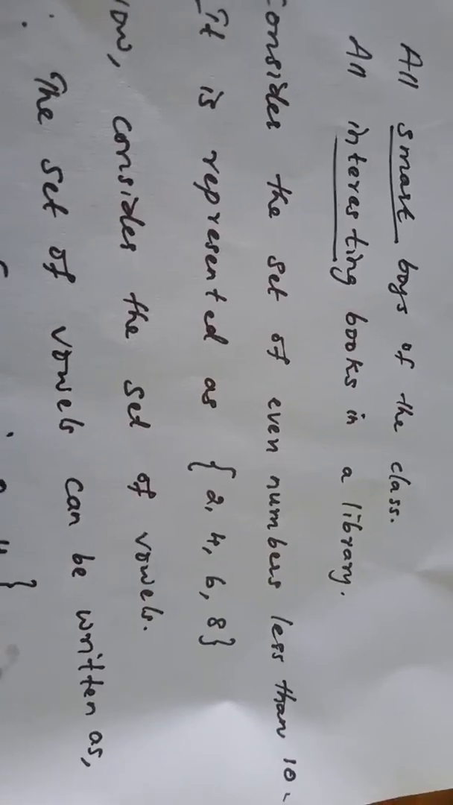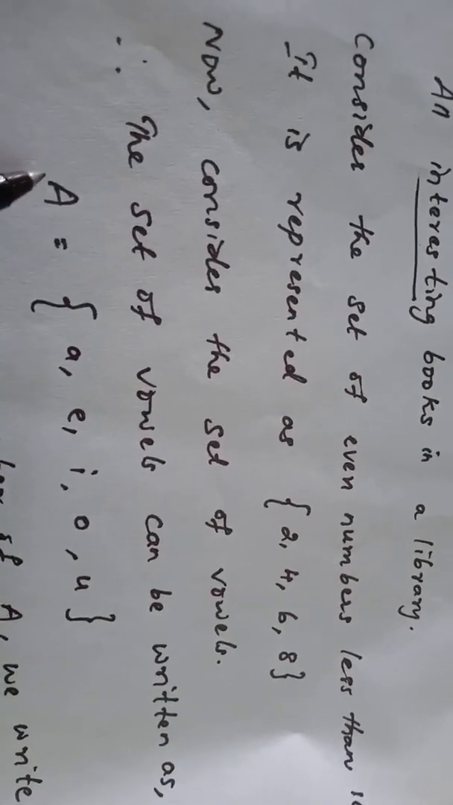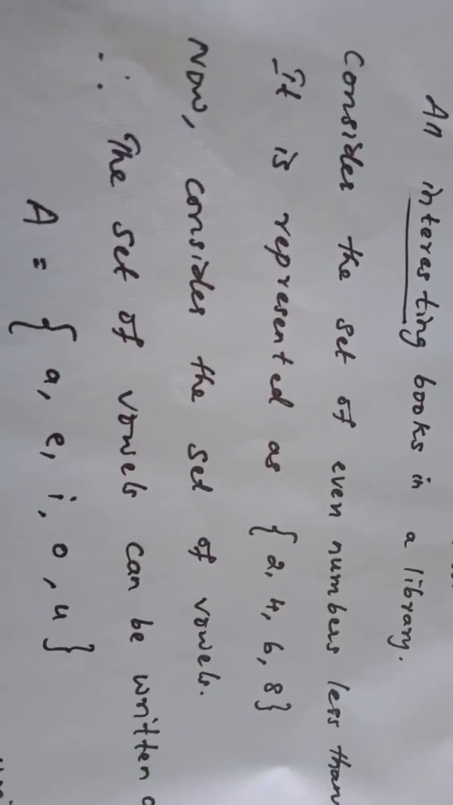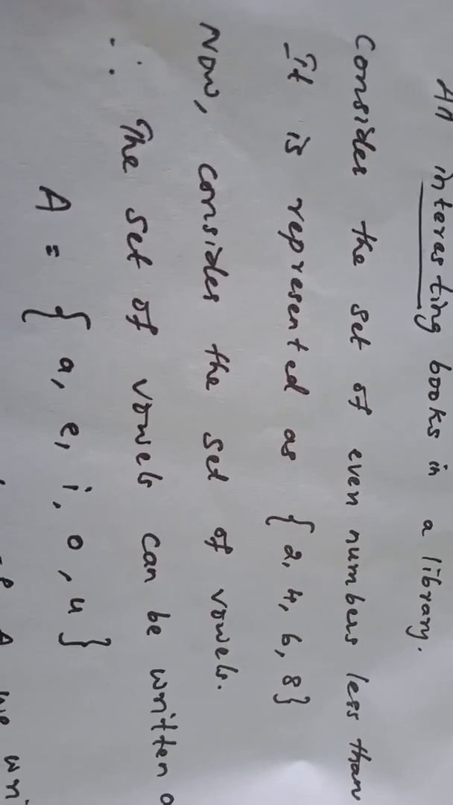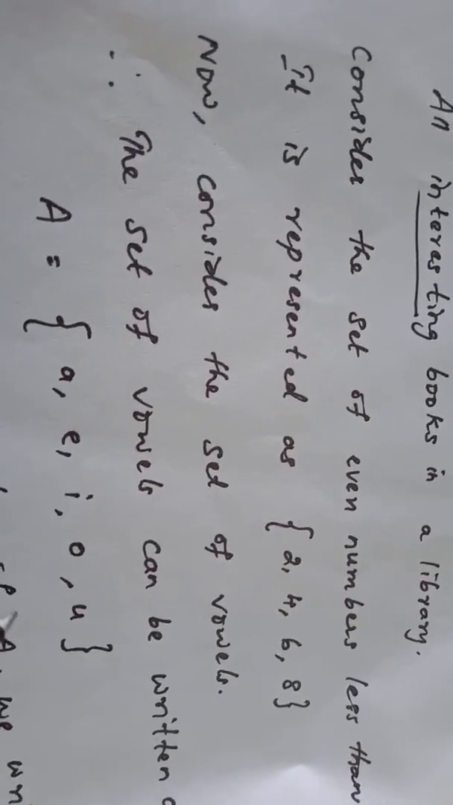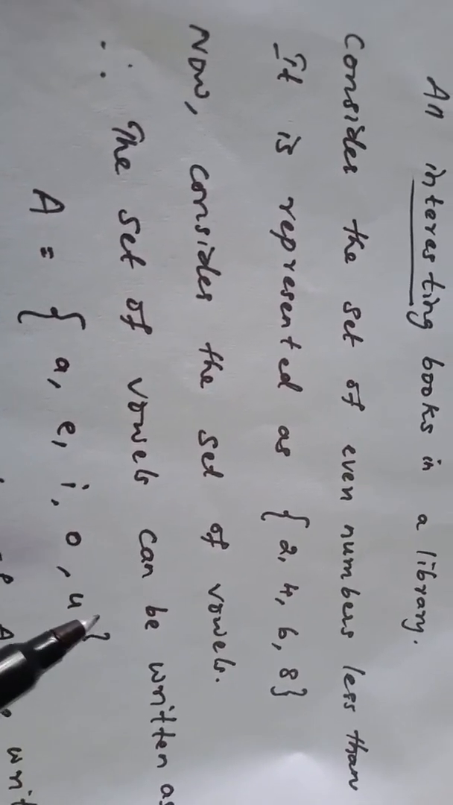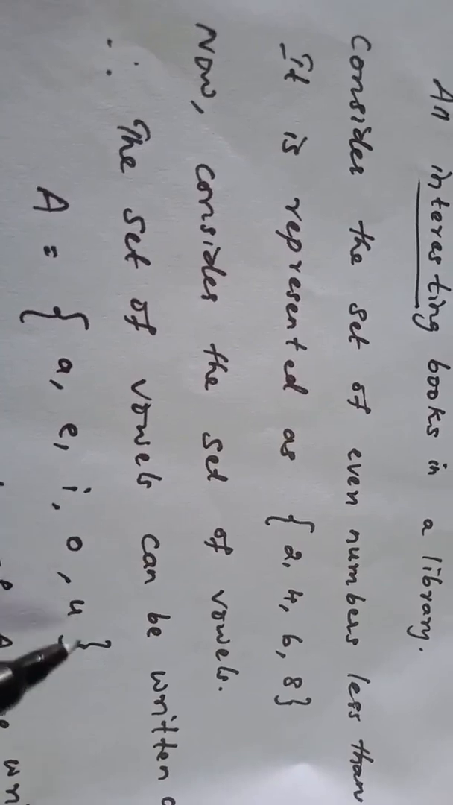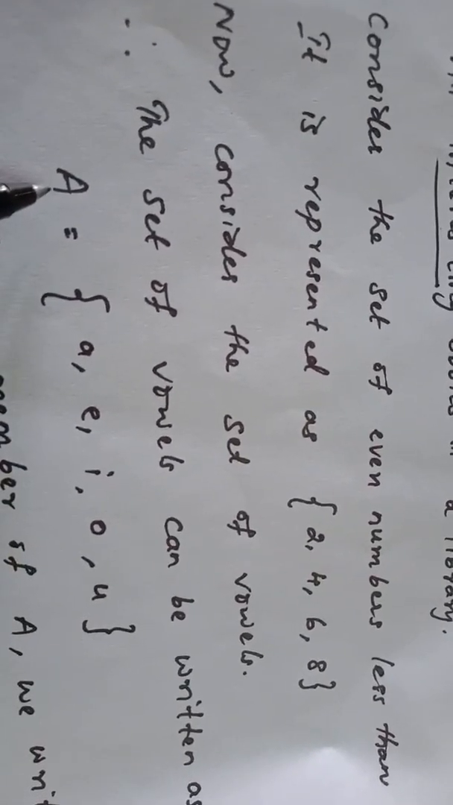Now consider the set of vowels. We know that vowels are a, e, i, o, u. So the set of vowels can be written as A = {a, e, i, o, u}. Here I have given a name for the set by capital letter A. Normally the names of sets are denoted by capital letters and the elements in a set are denoted by small letters. So here the set is defined as set of vowels and the elements are a, e, i, o, u, and the name of the set is given by capital letter A.